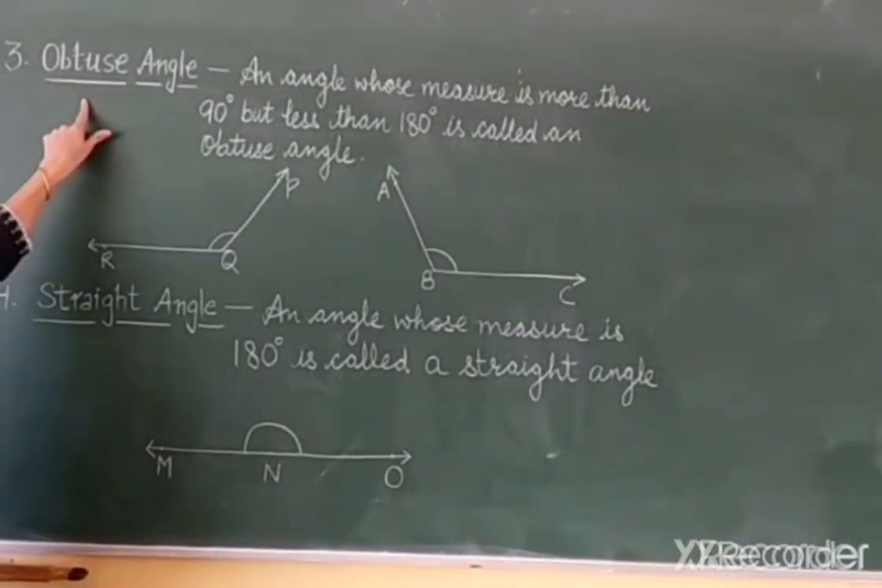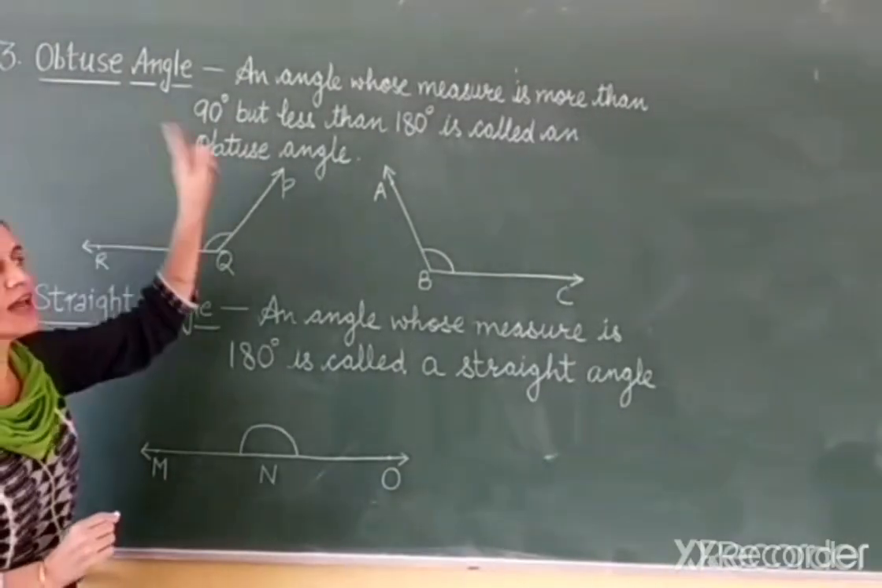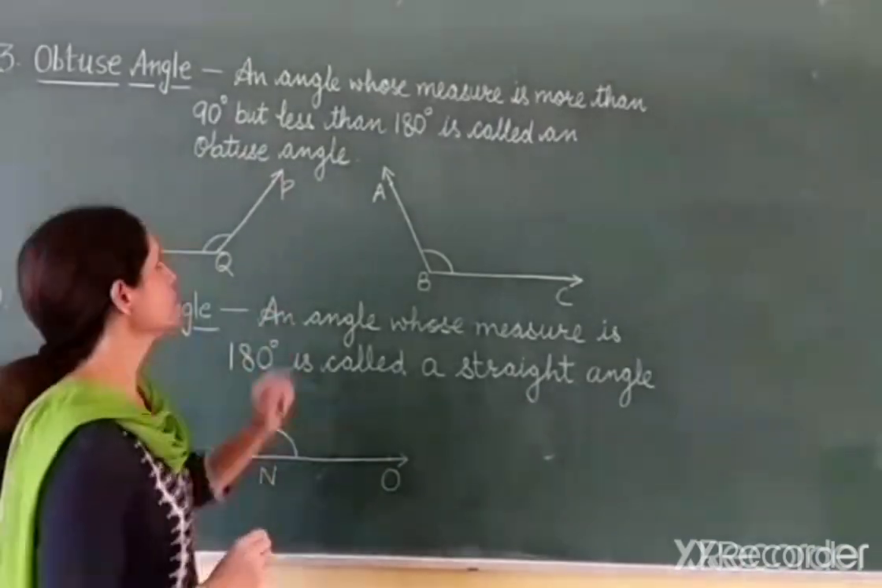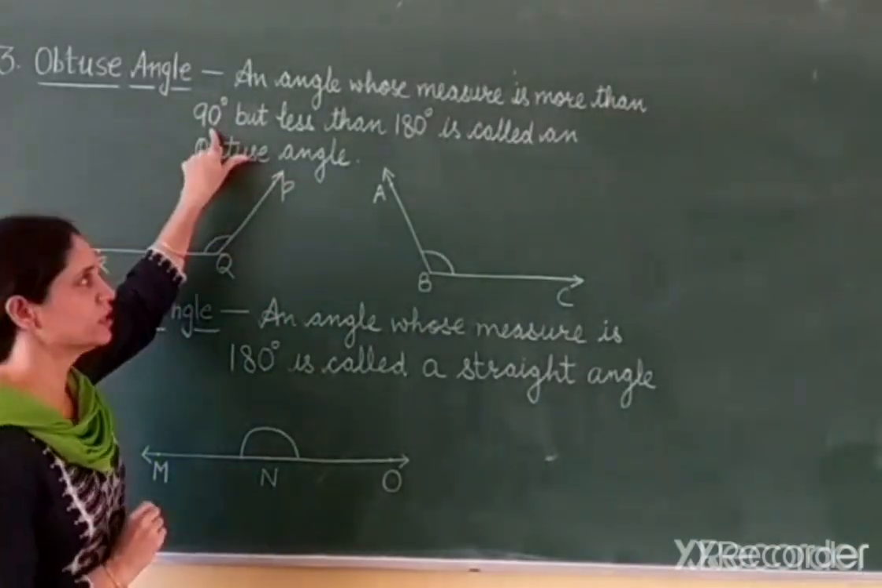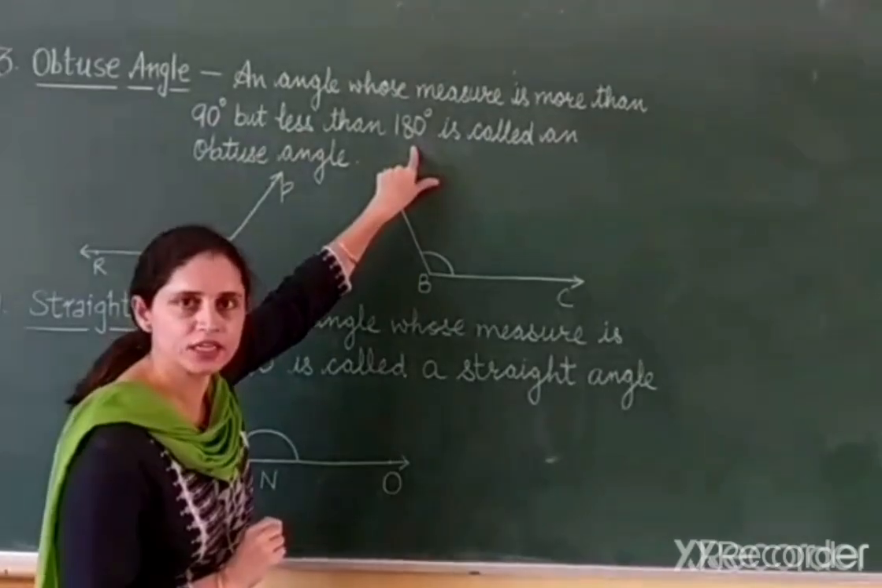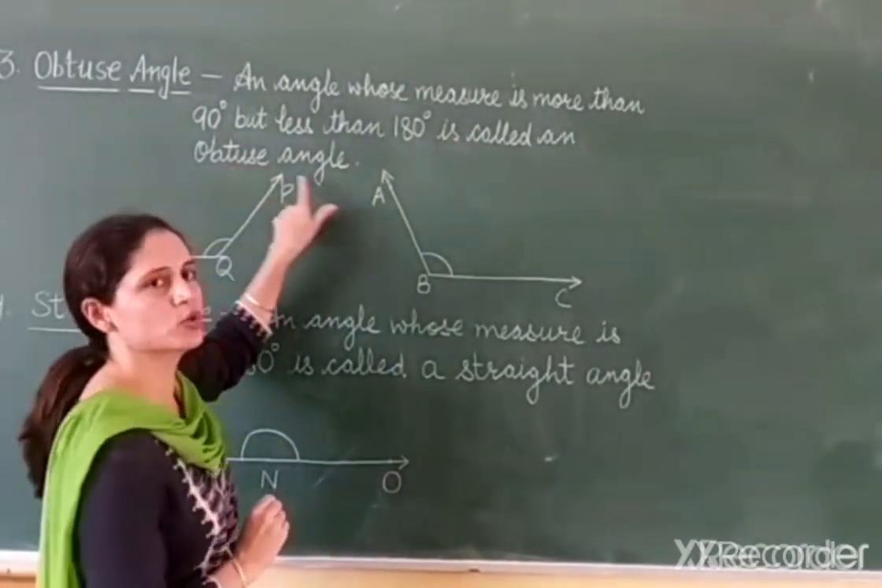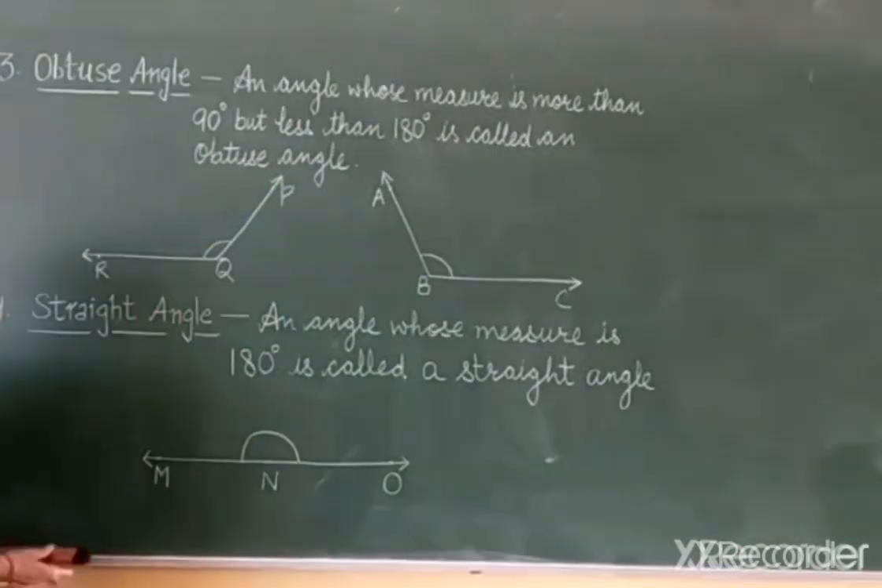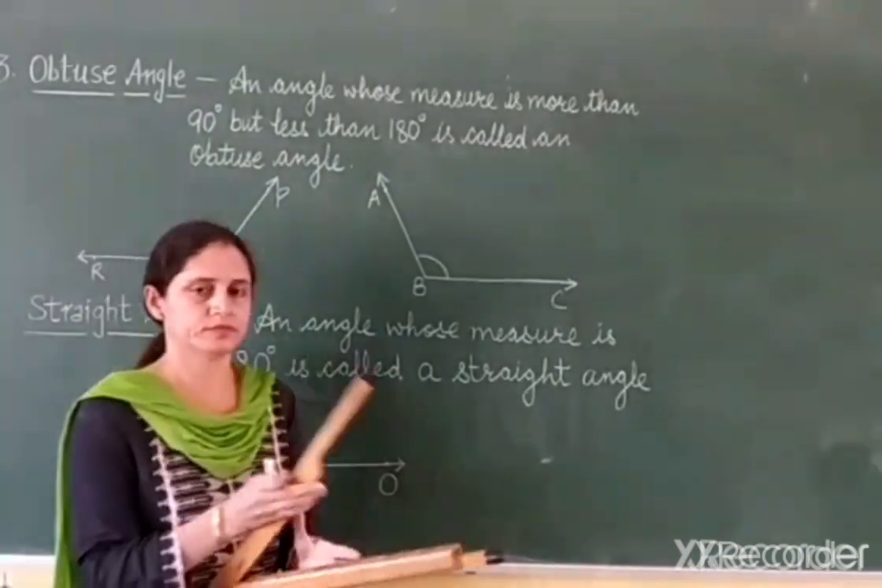Next angle is obtuse angle. An angle whose measure is more than 90 degree but less than 180 degree is called an obtuse angle. Look here.